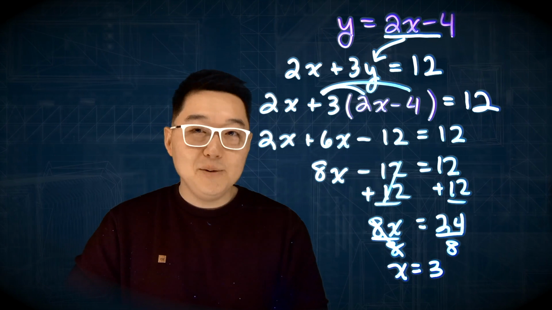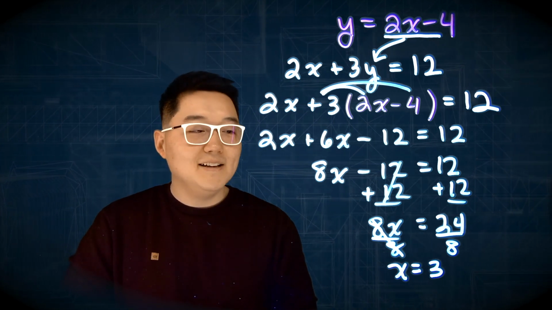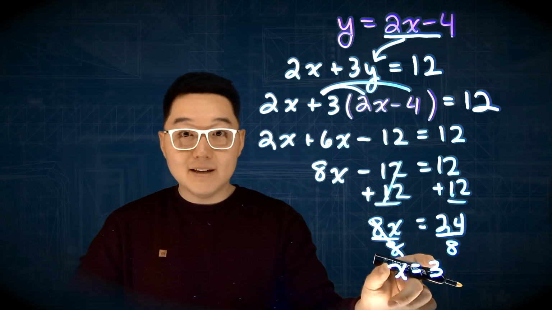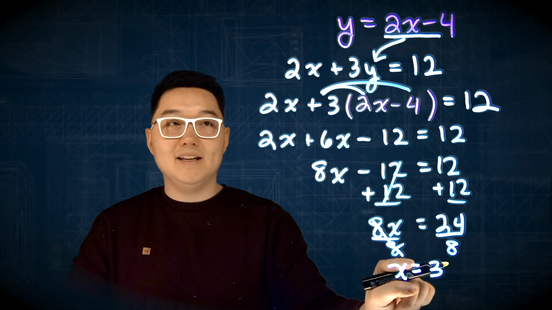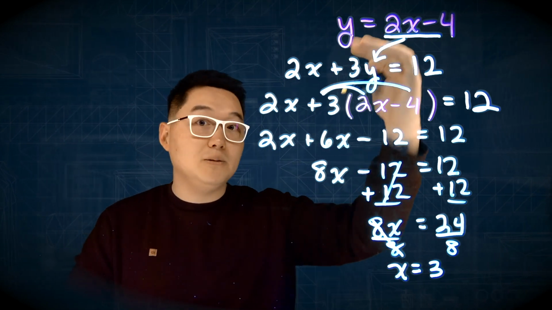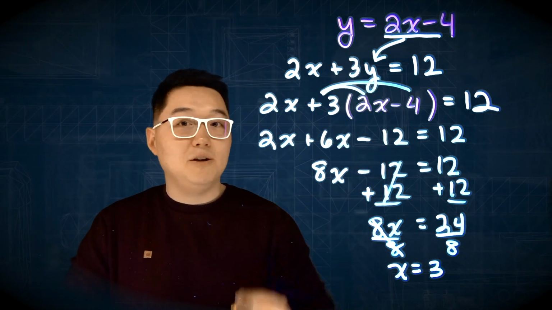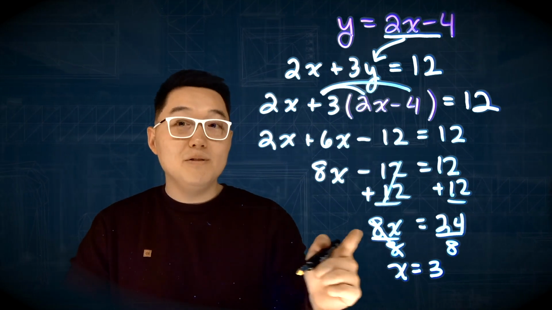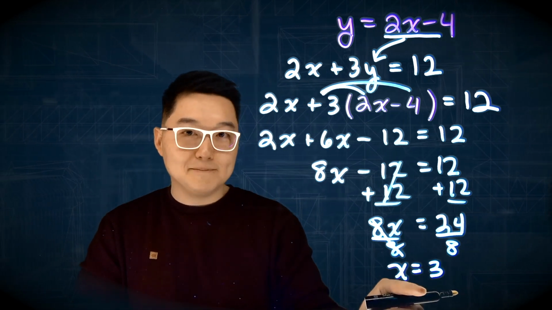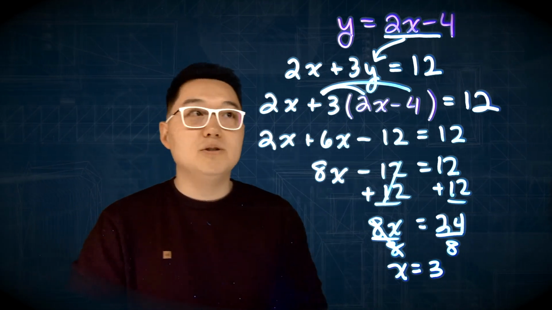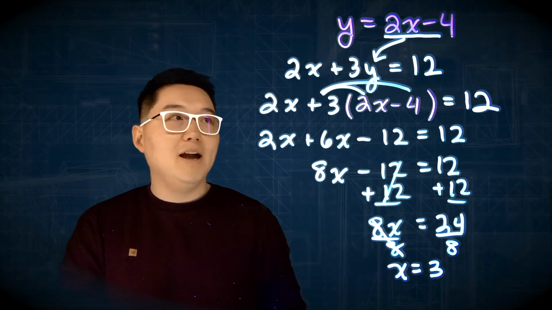So now how do we figure out the other part of the coordinate point, the y? Well, since we already know x equals 3, we can just substitute this into either of these two linear equations. It actually does not matter which of these two you pick, because both of these lines intersect at x equals 3. So let's just choose the easiest one. I'm just going to choose that very first equation, y equals 2x minus 4.